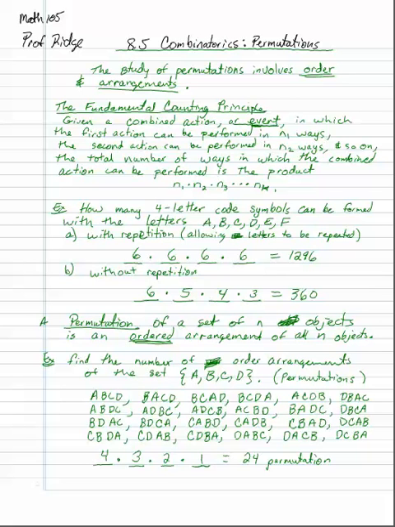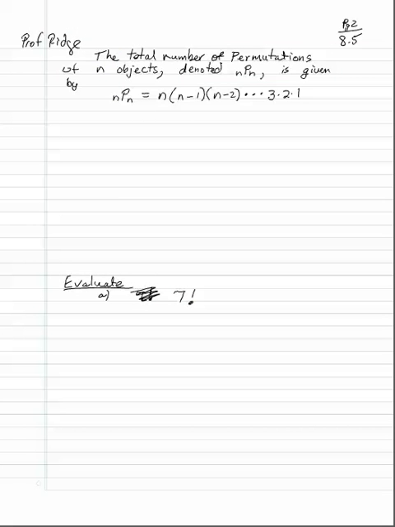And you see that the order matters. A, B, C, D is different than A, B, D, C. Alright, so the order matters. That's permutation. Okay, so the total number of permutations of n objects, denoted nPn, that's why we say n permute n, is given by nPn equals n times n minus 1 times n minus 2 times dot dot dot times 3 times 2 times 1.